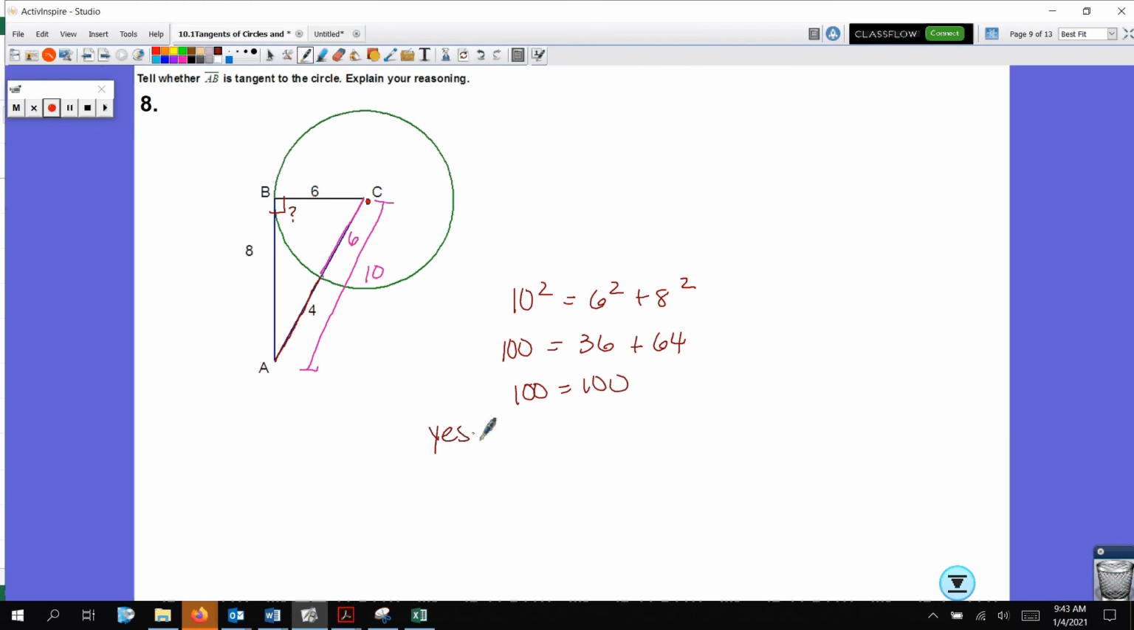So yes, AB is tangent to the circle because AB is perpendicular to BC. Boom, done. Not so bad. I know you guys can do the Pythagorean theorem. Just be really careful about this part, okay? Remember, any segment from the center of circle to the edge of the circle is the radius, and all the radius are the same length.